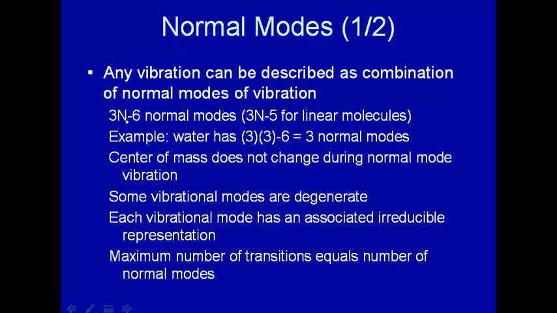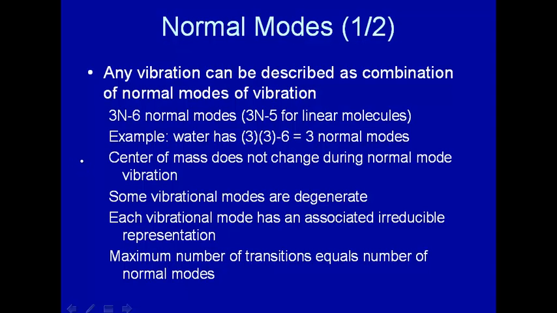So the number of normal modes is equal to 3n minus 6, or 3n minus 5 for linear molecules. Let's look at water. Water has n. Remember, n is the number of atoms. Water has 3 atoms. It's not linear, so the number of degrees of freedom, once we dial out the translation and rotational degrees of freedom, what's left for vibration? 3 times 3 minus 6, or 3 normal modes of vibration for water.